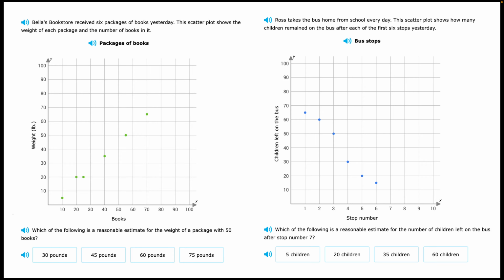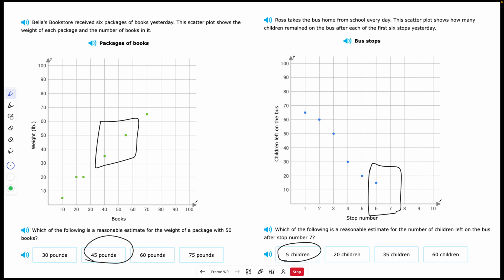Okay, now that you've had time to work these problems, let's check your solutions. For the first problem, you should have looked at that graph and said a reasonable estimate would be 45 pounds. And for the second problem, we should have said that after stop number 7, there should be approximately 5 children left on the bus. Everything else is way, way too big.